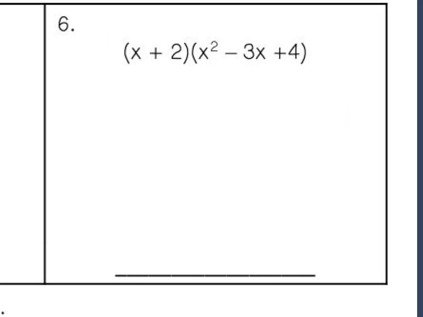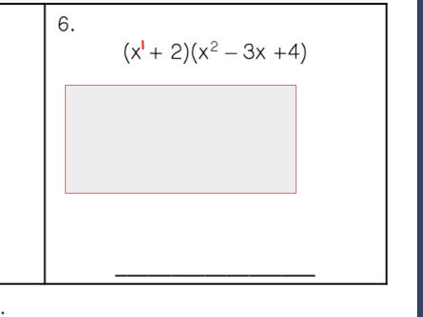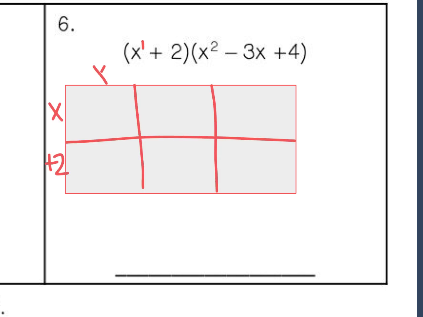So on number 7, it's a little bit different because you do have a binomial, sorry, number 6, times a trinomial. So you can do this multiplying, or you can do this in the box method. If you do this in the box method, you need to make sure you make that box big enough. Okay, so we have x plus 2. You have x squared. You could even write x to the first if that helps you with your exponents. You just need to multiply really carefully, because x times x squared, how many x's is that? x to the third, good.